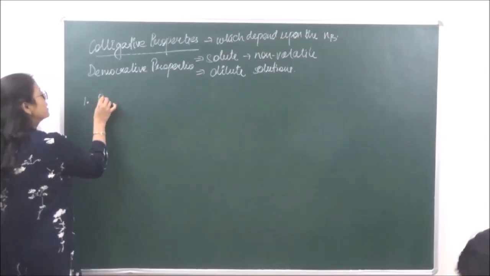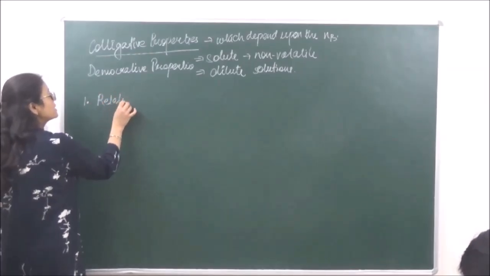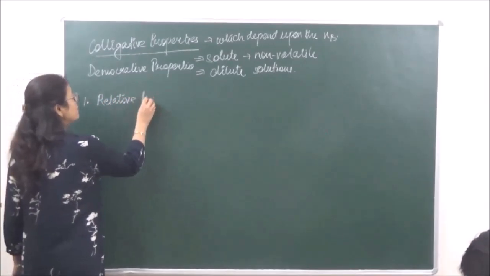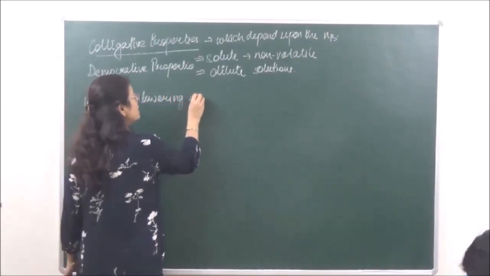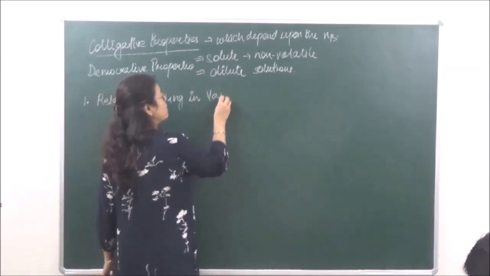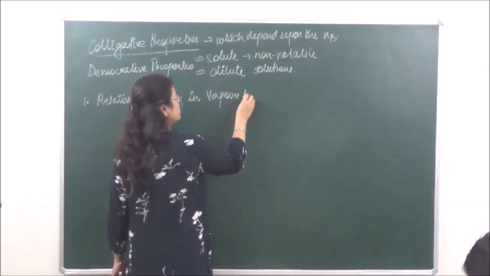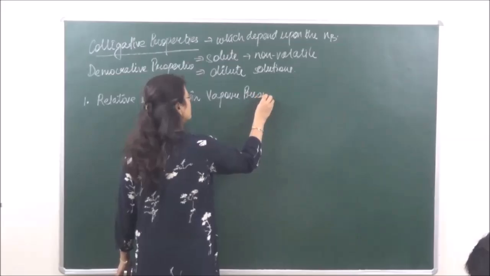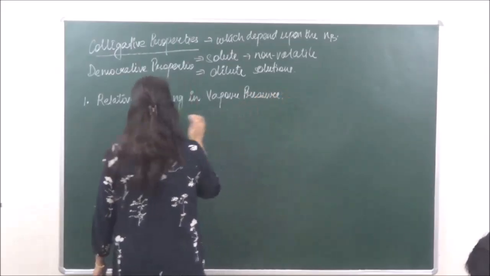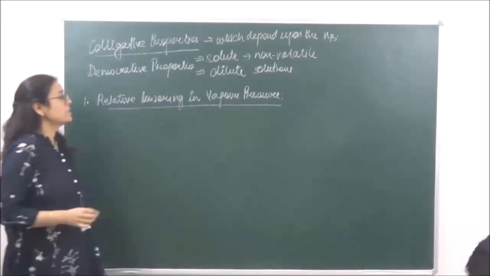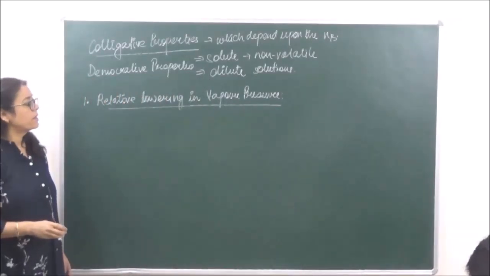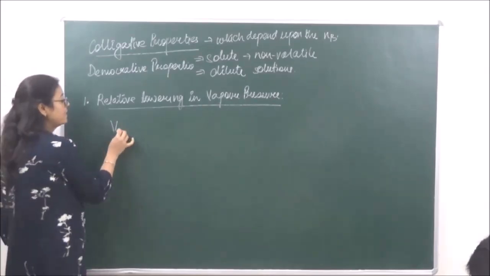We are going to discuss 4 types of colligative properties. The first one is known as relative lowering in vapor pressure. Relative lowering in vapor pressure. Now, before studying the relative lowering in vapor pressure, let's understand the term vapor pressure.